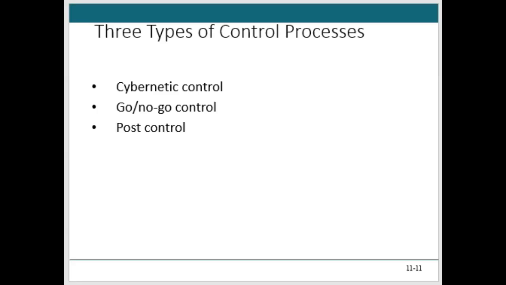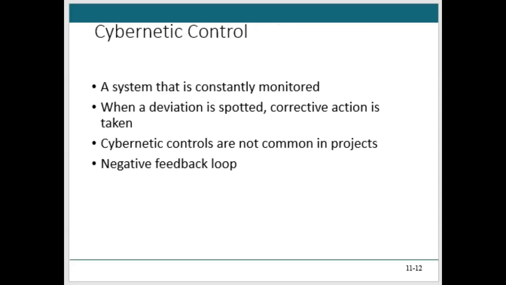So welcome back. We'll start in part two this week with those three types of controls. The first we said was cybernetic control. Cybernetic control is by far the most common, and it has a key feature in that it's automatic operations, right? It's about automating. The system is constantly being monitored. We're looking for deviations, and when we spot them, corrective action is taken.